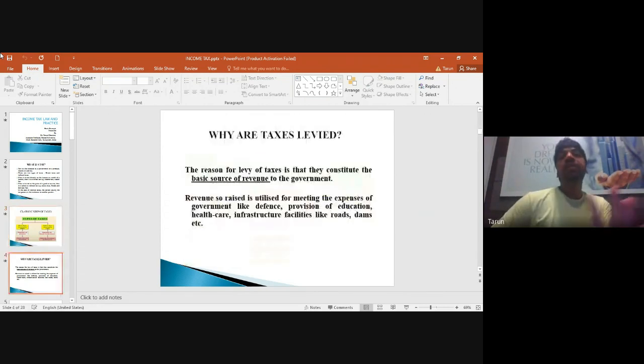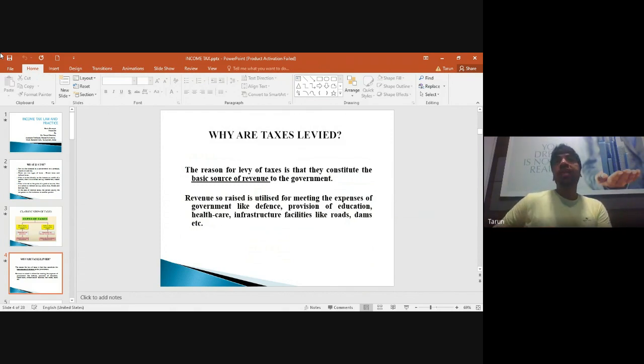Let's proceed to the next: why the taxes are levied, that is, why the taxes are being imposed. There are various reasons, but two main reasons, especially when it comes to the imposition of taxes. The main reason for levy of taxes is that it constitutes a basic source of revenue to the government. Of course, the government has to formulate the policies related to the taxes, that is direct tax, income tax, custom tax, wealth tax, entertainment tax, and any other taxes.